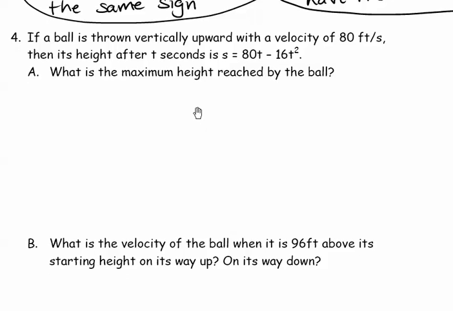Okay, vertical motion problem. A ball is thrown vertically upward with a velocity of 80 feet per second, and its height after t seconds is given as this function. So you'll get very used to these parabolas. Remember, the negative 16 is due to acceleration due to gravity.